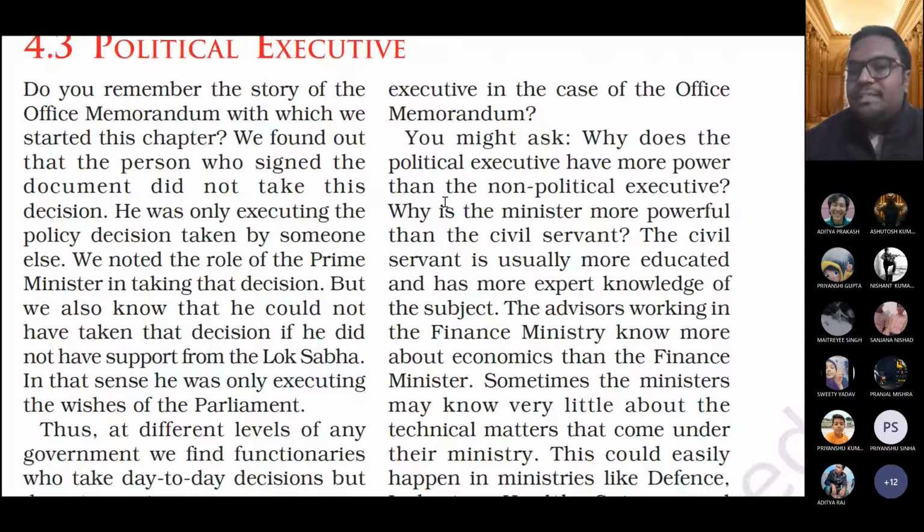Quickly turn the first page and tell us which officer signed the office memorandum with the orders to implement the Mandal Commission's recommendation. He was from which department? Quickly. In the beginning of the chapter it is given.